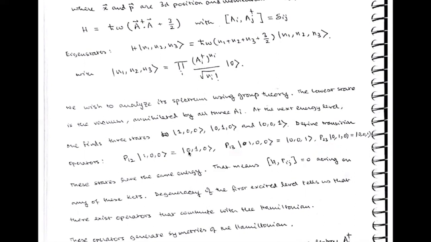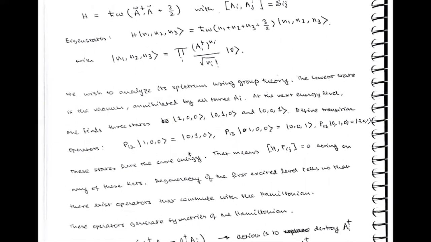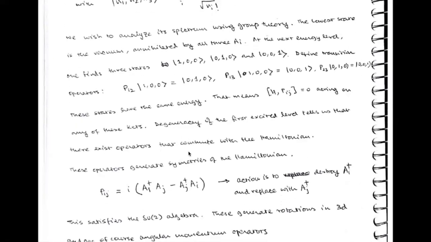Okay. The energy, as it should be clear from here, of these states will be the same. So that means that if you take these P's and commute them with the Hamiltonian, acting on any of these states, that is going to give you a 0. So the degeneracy of this first excited level tells us that there are going to be operators that commute with the Hamiltonian, and these are going to generate symmetries of the Hamiltonian.